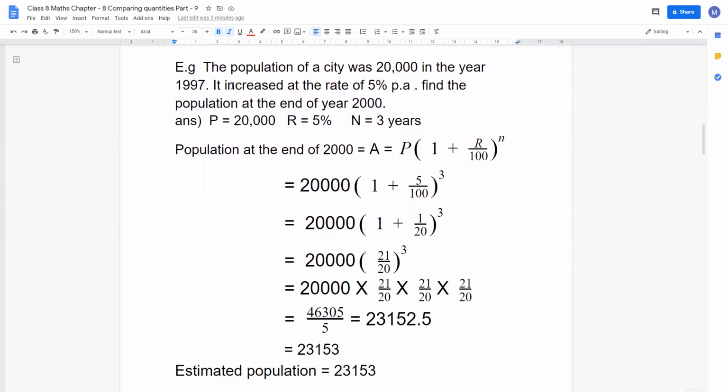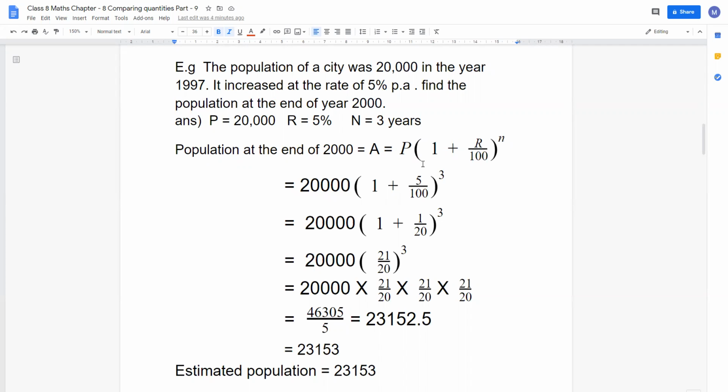See, first one, the population of a city was 20,000 in the year 1997. It increased at the rate of 5% per annum. Find the population at the end of 2000. That is, in the year 1997, the population was 20,000. We have to find the population in the year 2000. That means how many years difference is there? 3 years difference, 1997 to 2000. So we can consider 20,000 as P, principal, and the rate of interest is given in the question, 5% increase, and N equal to 3 years.